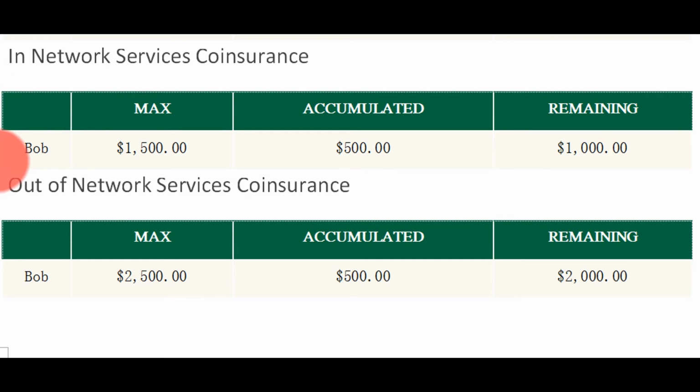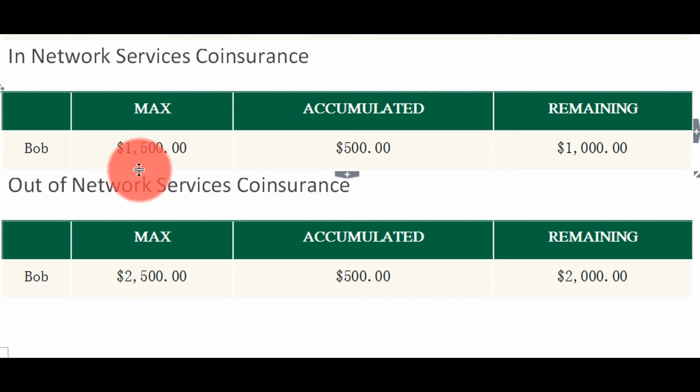So in this particular one, the coinsurance is $1,500 in-network and $2,500 out-of-network. What happens is when Bob has any procedure, the insurance will pay 80% of it and he has to pay 20%. And once he reaches a max of $1,500, then everything's covered 100% in network. Or for out-of-network services, again, Bob has to pay 20%. The insurance company will pay 80% of whatever procedure he's having. Once he meets $2,500, every out-of-network service will be covered within that calendar year.